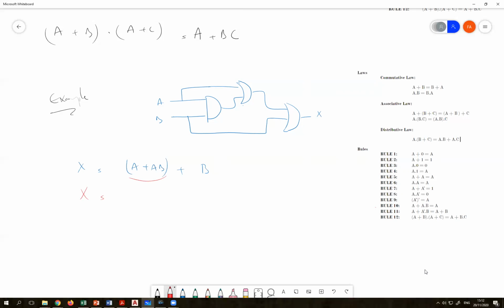What is this? Rule 10, which I said is very important: A or AB is A or B. So this is equivalent to A or B. As you see, guys, I said at the beginning that we use Boolean algebra to simplify our circuit and use fewer gates. And definitely, just think about the process time. The process time for this is longer than that, because it's only one gate, but we have 3 gates.